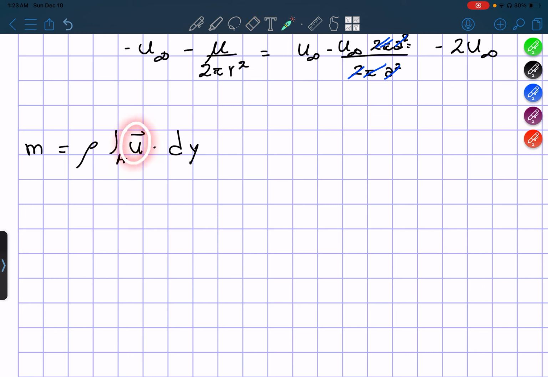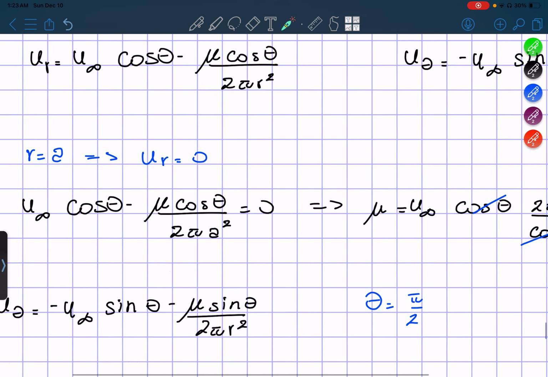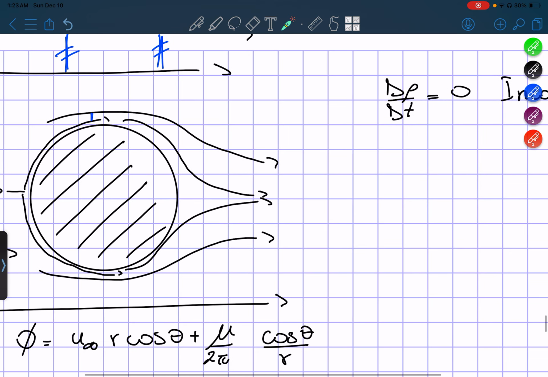So the velocity increases, and that is what we see in here. In fact, it doubles. Why does it double? Well, because actually the height then halves, and there's no change in density. It's still incompressible flow. This happens both at the top and at the bottom of our flow.